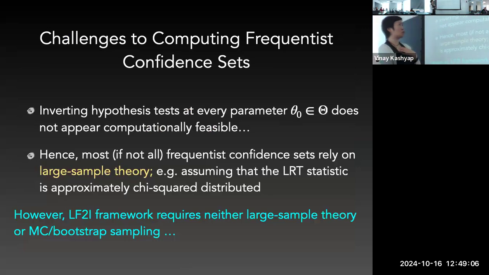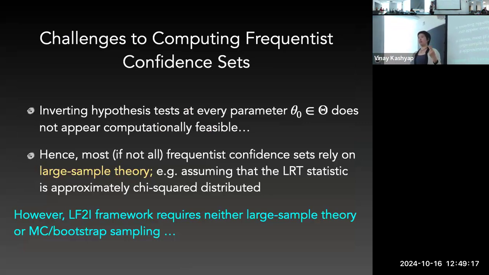which is why you don't do it. The challenge to computing frequentist confidence sets is that you have to invert your hypothesis test at every parameter in the parameter space, which does not appear computationally feasible if you go beyond one dimension. So no one is actually doing this. Most, if not all, frequentist confidence sets rely on large sample theory. If you do undergrad stats, you assume normal-based confidence intervals, or that your LRT statistics are approximately chi-square distributed. It's actually only in high energy physics, and this is why I started this 5 years ago, that people are actually thinking about Neyman confidence sets, which I never thought about, of actually inverting the test.